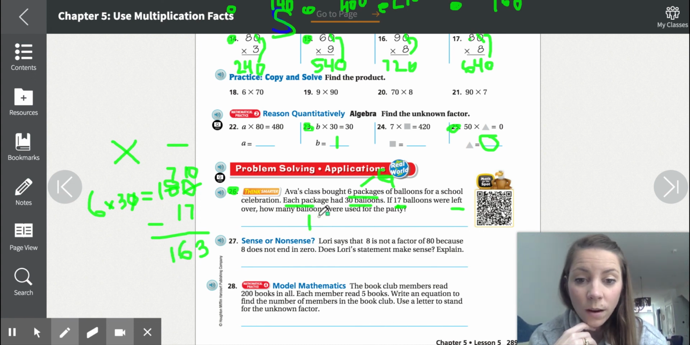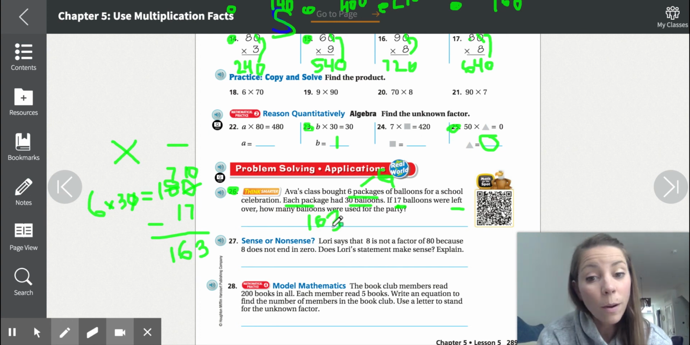So there are 163 balloons that they used for the party since they started with 180 and there's 17 left over.